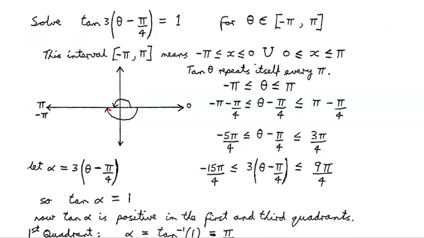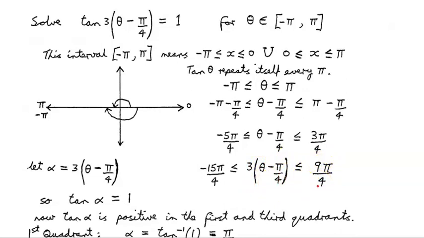Okay, so now we've got here theta from minus pi to pi. And what we're going to do is theta minus pi on 4. So let's subtract pi on 4 from all terms within the inequality. So we have minus pi on 4, theta minus pi on 4, pi minus pi on 4. Okay, next step was to multiply by 3. Sorry, before I do that, let me work that out: minus 5 pi on 4, theta minus pi on 4, 3 pi on 4. Let me now multiply by 3, so we get minus 15 pi on 4, 3 times theta minus pi on 4 in parentheses, 9 pi on 4.